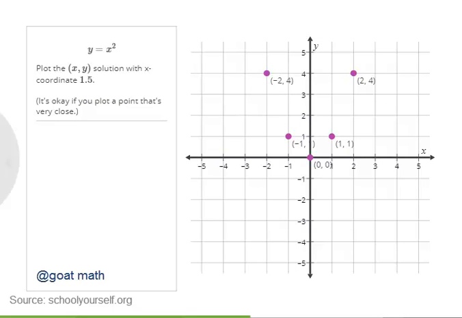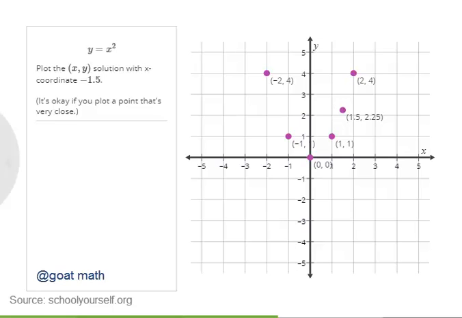Now so far we've only been plotting points with integer coordinates. So which point has an x-coordinate of 1.5? Again, find the y-coordinate and then plot the point. If you're off by a little bit, don't worry. Just try to be close. Nicely done. 1.5 squared is 2.25, and here's the point (1.5, 2.25).